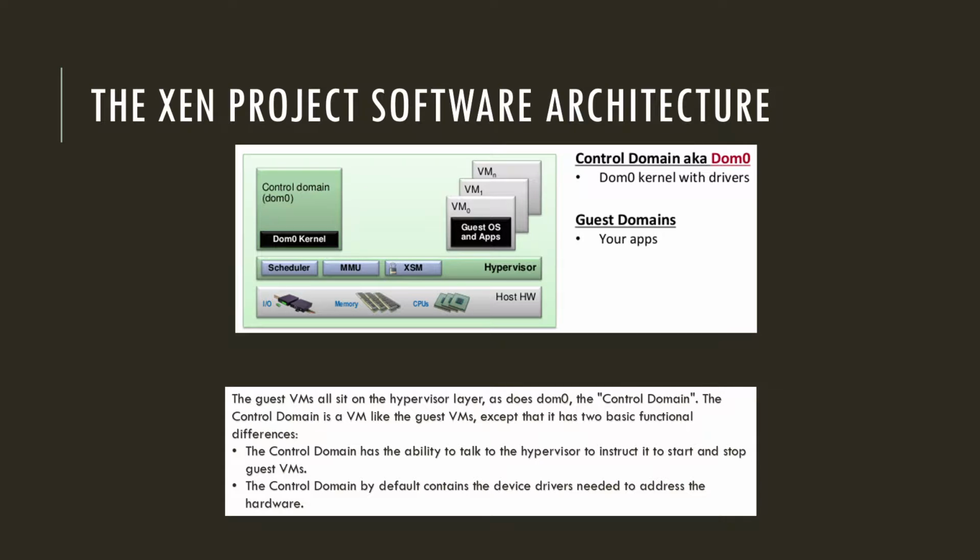Now shown is the software architecture of the Xen Project. Xen and the guest VMs all sit on the hypervisor layer, as does Dom0, the control domain. The control domain is a virtual machine like the guest virtual machines, except that it has two basic functional differences. The control domain has the ability to talk to the hypervisor to instruct it to start and stop the guest VMs. The control domain also contains, by default, the device drivers needed to address the hardware.